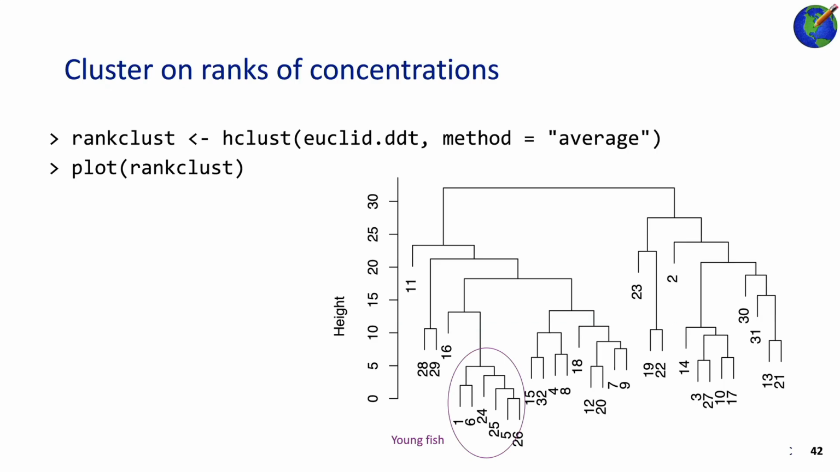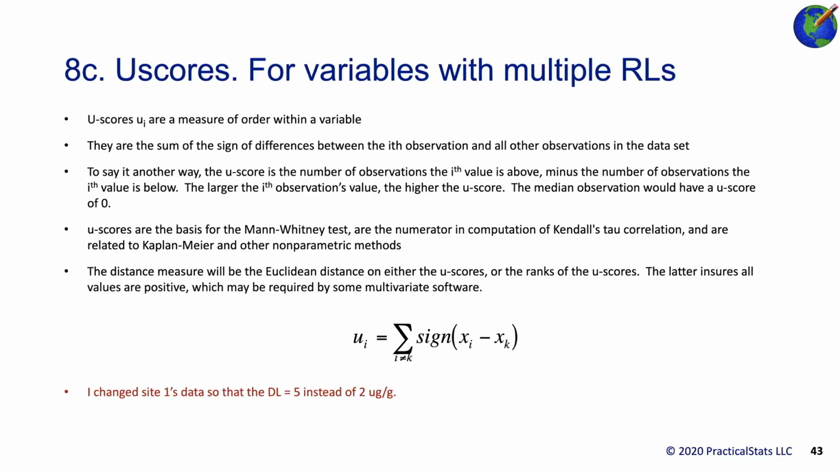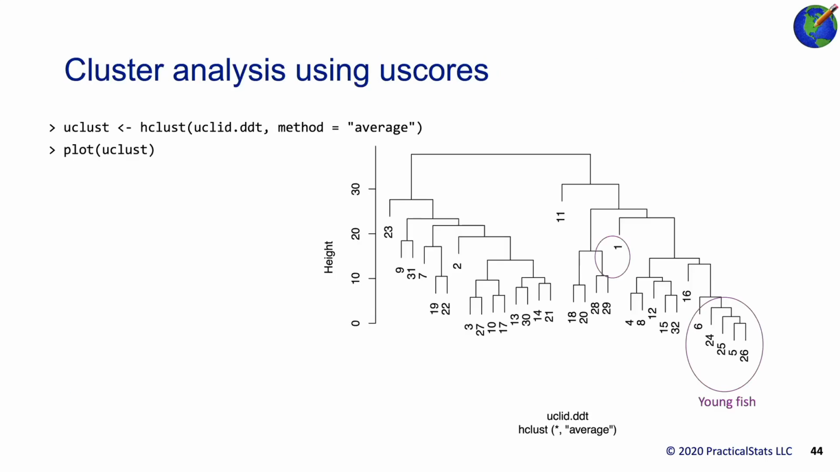And again, the young fish all turn out to be in the same cluster. And the U-scores, I'm not going to go into them in any measure, except that it's a way to compute distances that can account for multiple starting points, multiple thresholds. So they're used in other disciplines. They're used in other procedures too, like in the Mann-Whitney test, in Kendall's correlation, which use these things called U-scores. So you can do that to compute distances in multidimensional space, accounting for multiple detection limits.